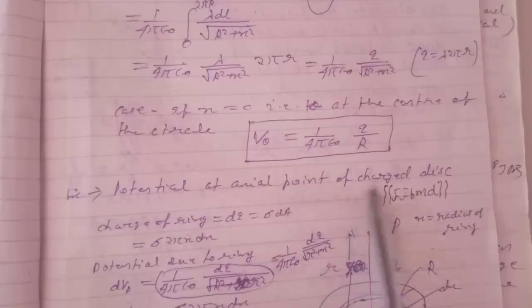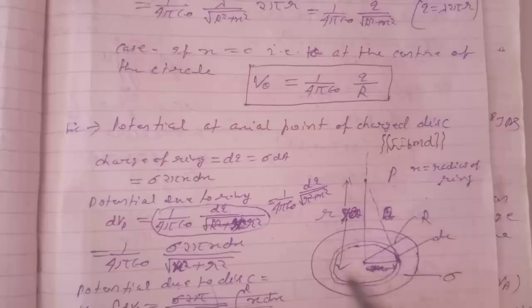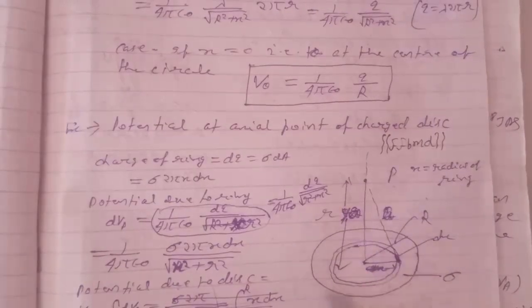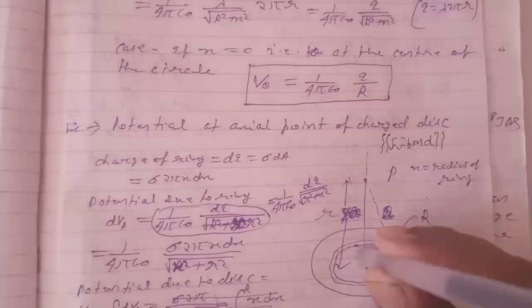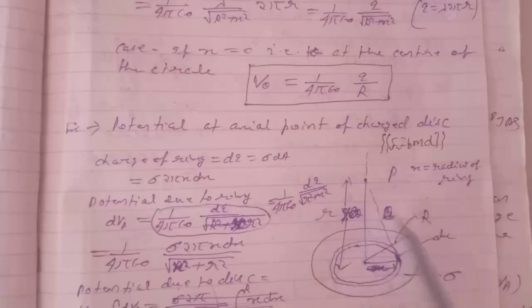Potential at axial point of a charge disk. Here it is a charge disk, and we have to find the potential on its axial point. It is placed in the plane of the paper, and we have to find the potential at a point perpendicular to the plane of the paper, on the axis passing through the center of the disk. The radius of the disk is given as r, and the surface charge density is sigma.